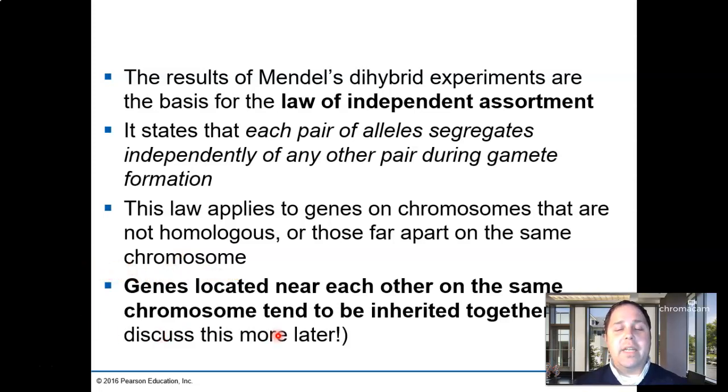So genes that are near each other or on the same chromosome can be inherited together. Mendel never looked at this or never recorded this. We will actually talk about that in the next chapter. So the law of independent assortment is true unless there are other mitigating factors, and hang on to that for later. It makes things way more interesting.